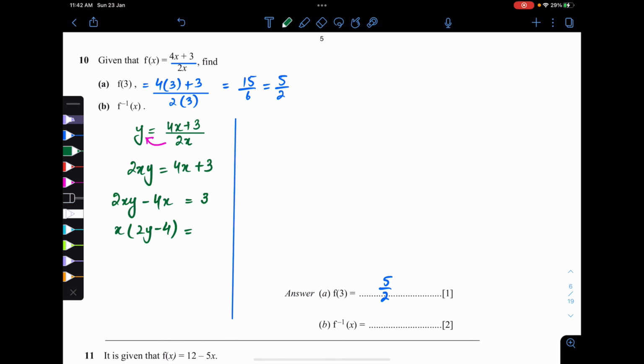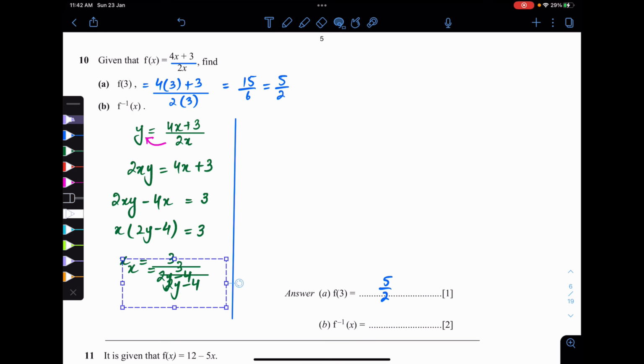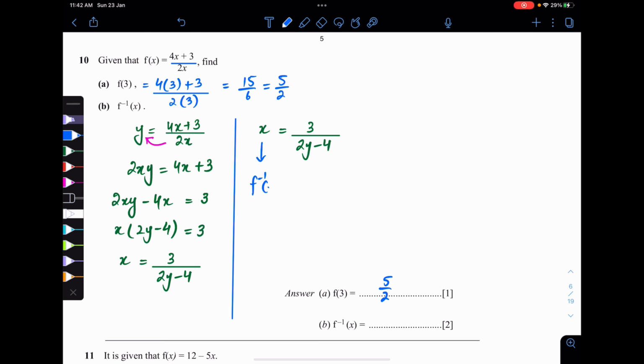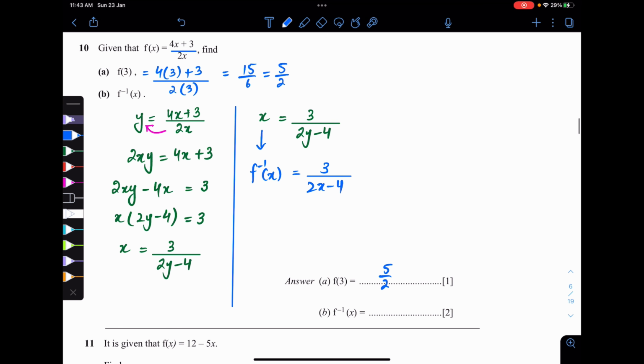Over here, many students ask, can you take 2 common as well? The answer is yes, that is perfectly fine as well. But since I'm just trying to make x the subject, I only take x as common. So x is 3 over 2y minus 4. Now, let's move on. Make the substitutions. Okay, let's not waste a lot of time. So this will become f inverse of x is equal to 3 over, now replace y with x, 2x minus 4. Again, you can have 2 taken common as well. That is an equivalent form to that.